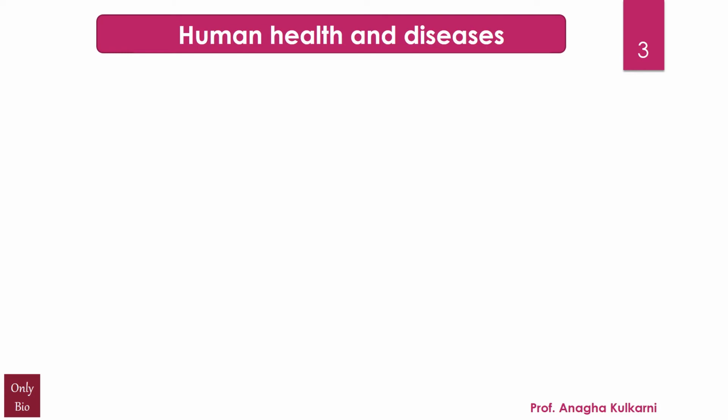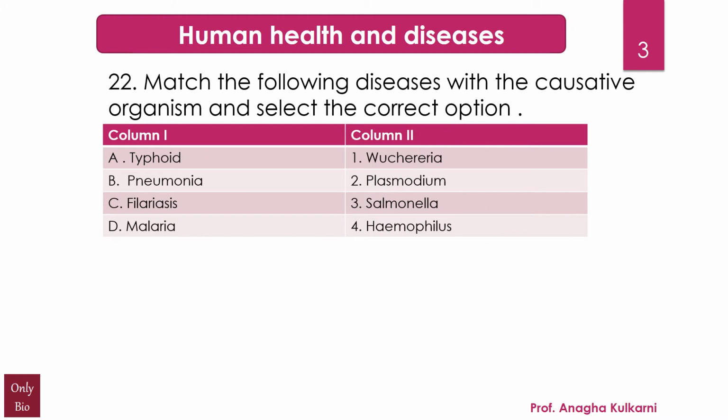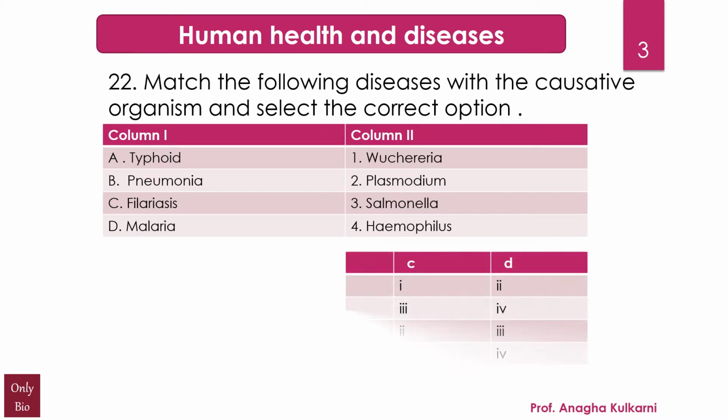The next question relates with the chapter Human Health and Diseases. It's a match the following having two columns. Column 1 A, B, C, D being typhoid, pneumonia, filariasis and malaria. And column 2 having the list of pathogens. First is Wuchereria, second is Plasmodium, third is Salmonella and D is Haemophilus.